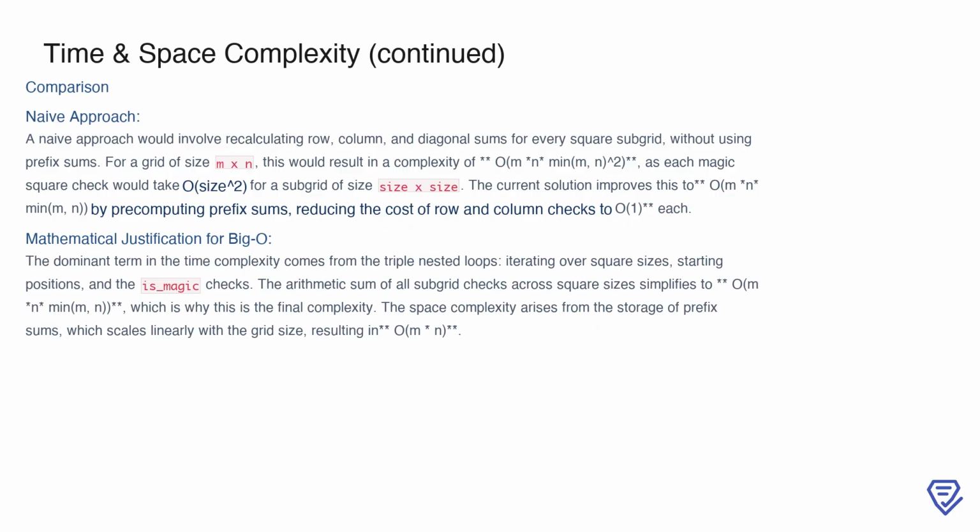Mathematically, the dominant term arises from the triple nested loops that iterate over square sizes, starting positions, and the is_magic checks. Summing up the costs across all sizes simplifies to O(m * n * min(m, n)). Similarly, the space complexity is driven by the storage of prefix sums, scaling linearly with the grid size, resulting in O(m * n).